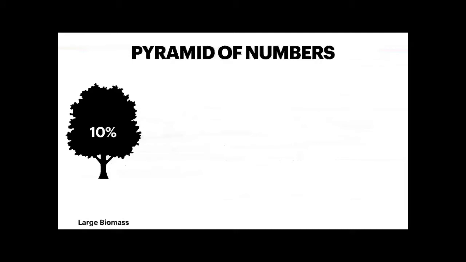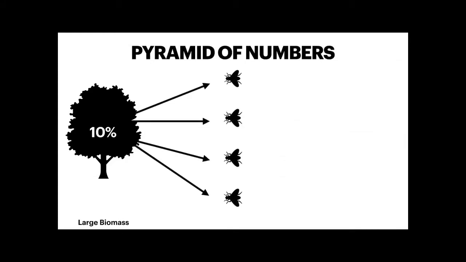However, the pyramid of numbers doesn't take biomass into account. Okay, it doesn't matter if it's a small organism or a large organism. A pyramid of numbers is just the number of organisms. So there is only one tree. But because one tree can be very large and it has a lot of biomass, even if only getting 10% of its energy passed on, it can support a larger population getting its energy from that. So in this case, it will be one small population supporting a larger population.